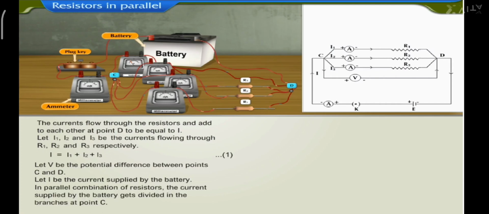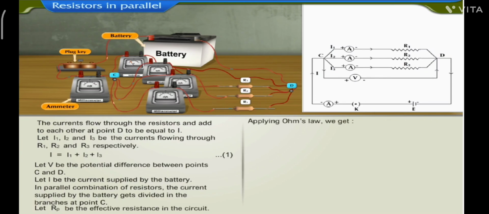In parallel combination of resistors, the current supplied by the battery gets divided in the branches at point C. Let Rp be the effective resistance in the circuit. From Ohm's law, we can write I1 is equal to V divided by R1. I2 is equal to V divided by R2. I3 is equal to V divided by R3 and I is equal to V divided by Rp.